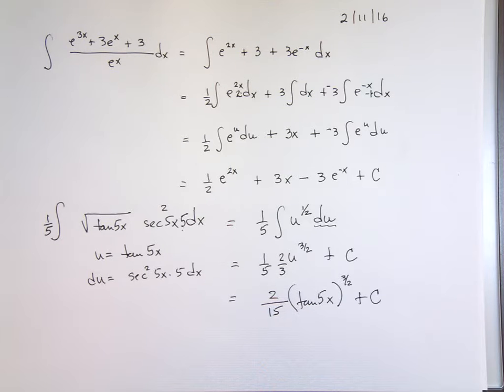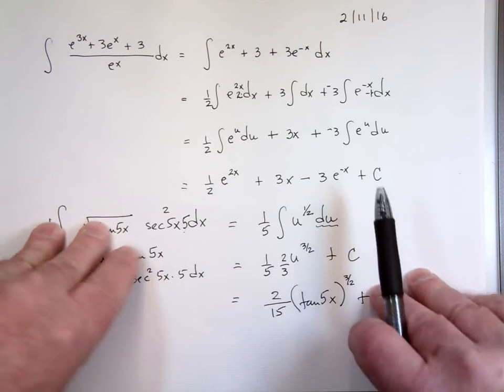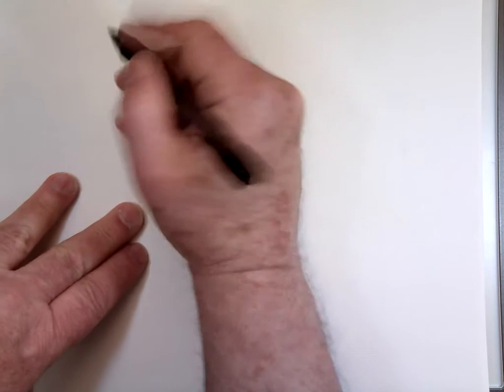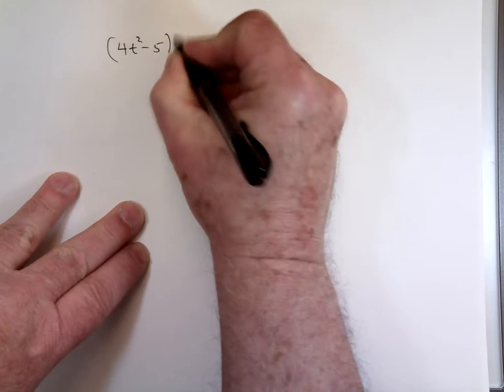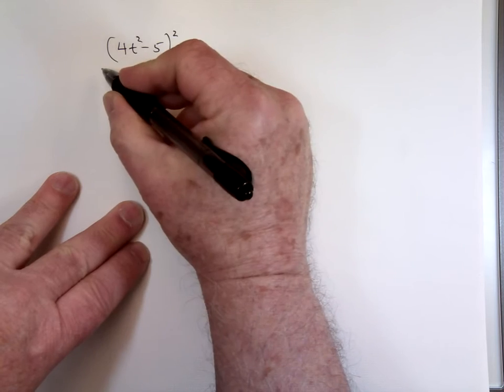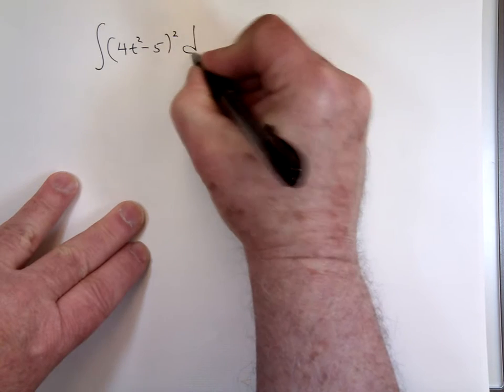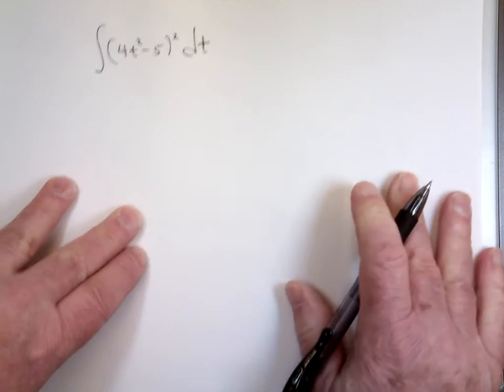Okay. Any others? Let's do some more. Yeah, go ahead, Sam. So it's in parentheses 4t squared minus 5, and the parentheses is squared. You want the integral of this? The integral, yeah. Oh, this is nasty. Okay, well, it's not that nasty.